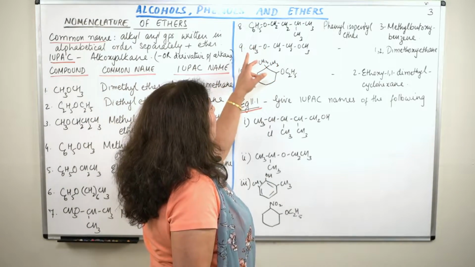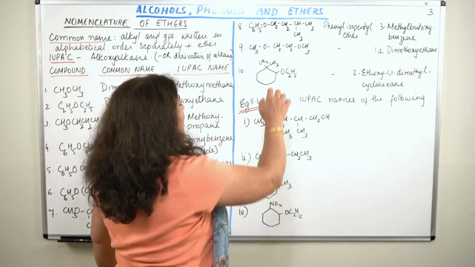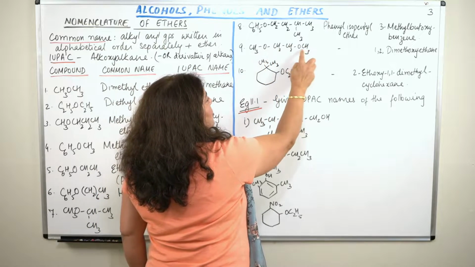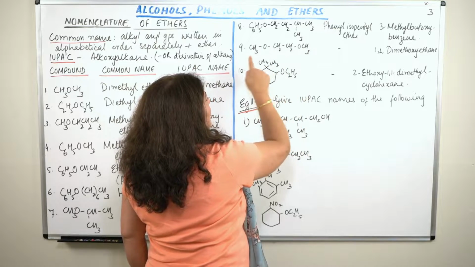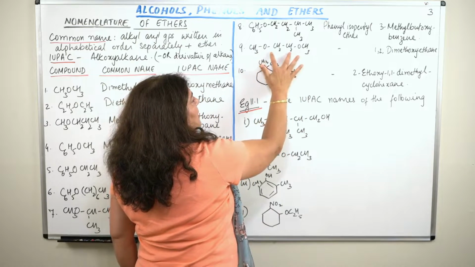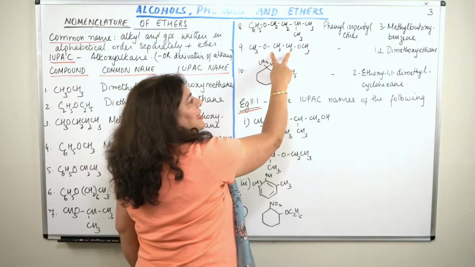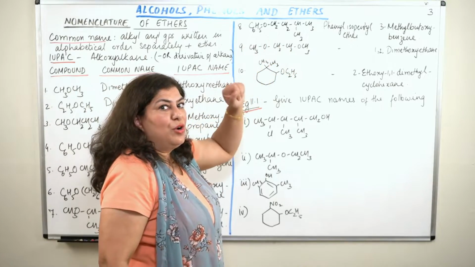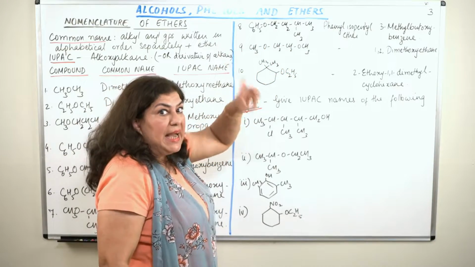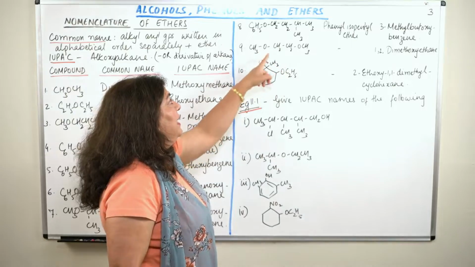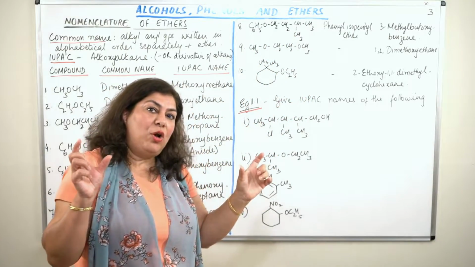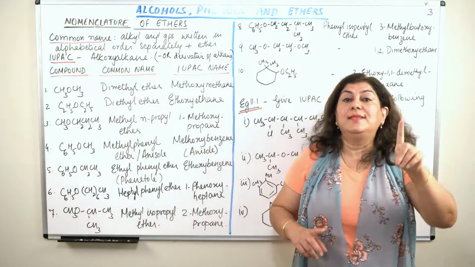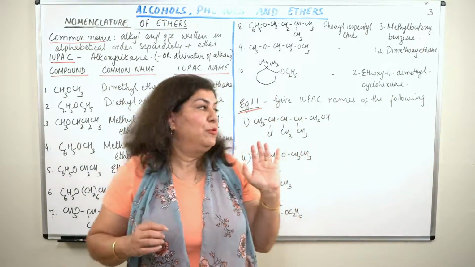Where is the parent hydrocarbon? This carbon and this carbon is the longest carbon chain that I can see, because here oxygen comes in between. Here also oxygen comes in between. So I treat this as my parent. So this is ethane. Ethane is my parent, and on both the carbon atoms of ethane, 1, 2, both of them have methoxy groups, so I'll say 1,2-dimethoxyethane is the IUPAC name of this compound.